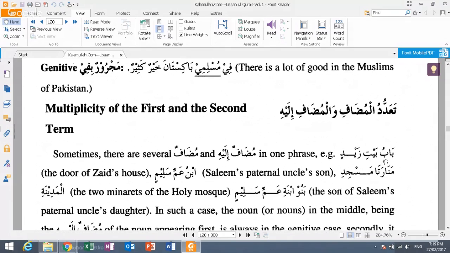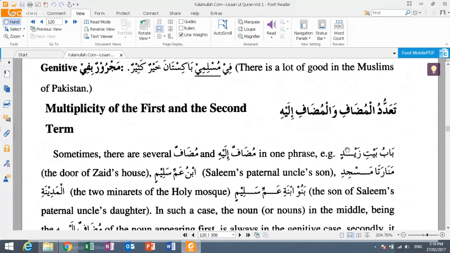See the example here. Babu is mudaf. If there is no Zaid, for example, Babu baitin, isn't it? Mudaf, mudaf ilayh. Finished. But we are going to ascribe this bayti to Zaid. Babu bayti Zaidin. So Babu is mudaf. Bayti, we say like this, is mudaf ilayh for Babu, but mudaf for Zaid.